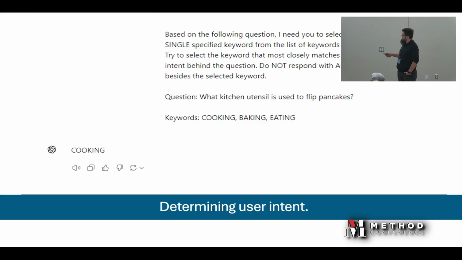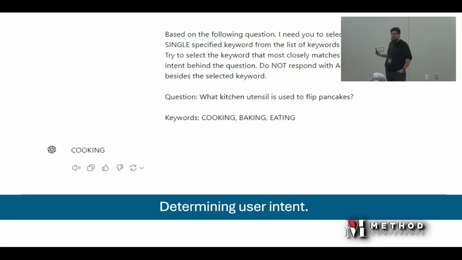And I'm going to jump one slide just so you can see this, right? So here's my prompt. Based on the following question, I need you to return a single keyword from this list. Try to select the one that matches the most reasonable interpretation behind the content and intent. Don't respond with anything else, right? So we're formatting the response. What kitchen utensils used to flip pancakes was my question.